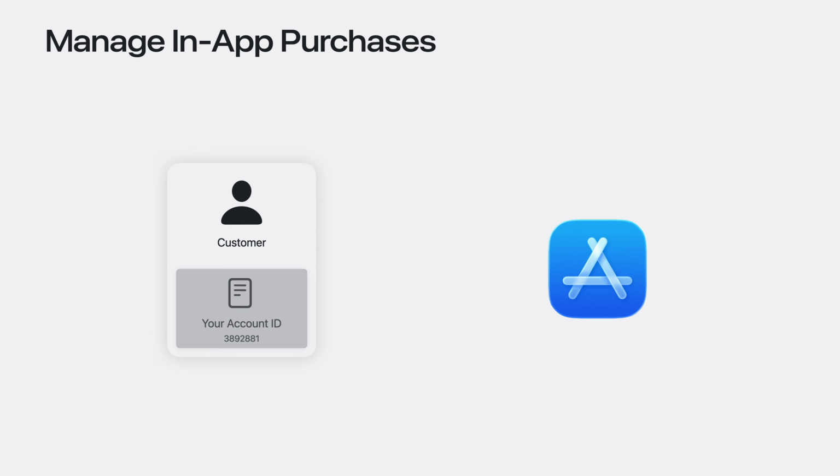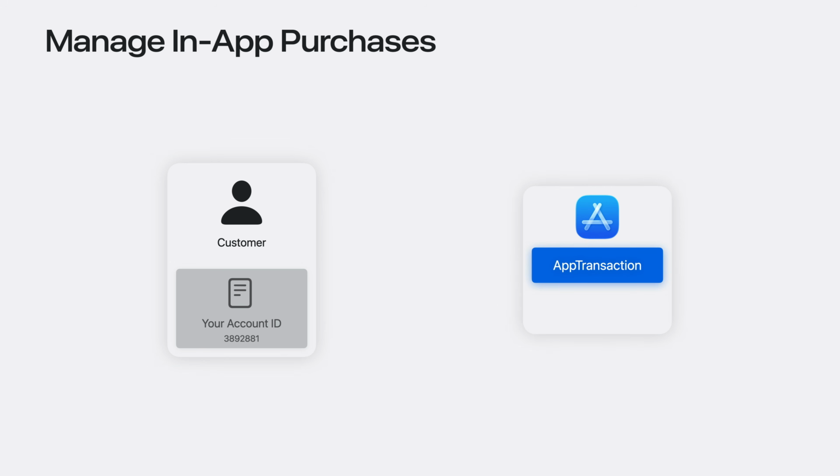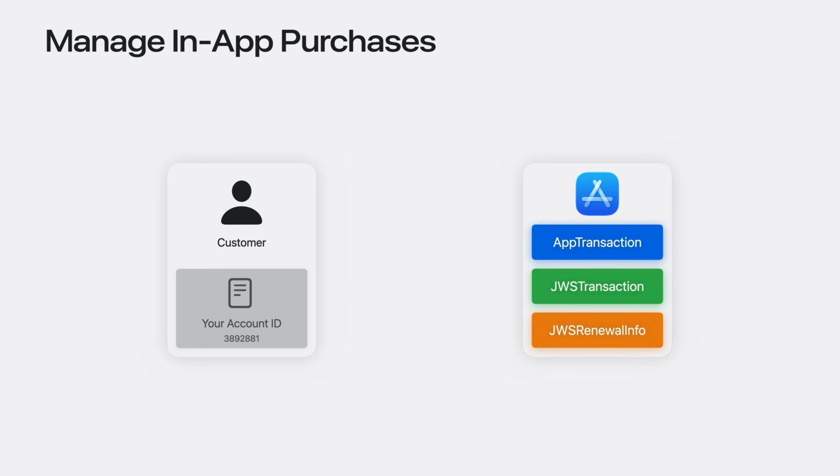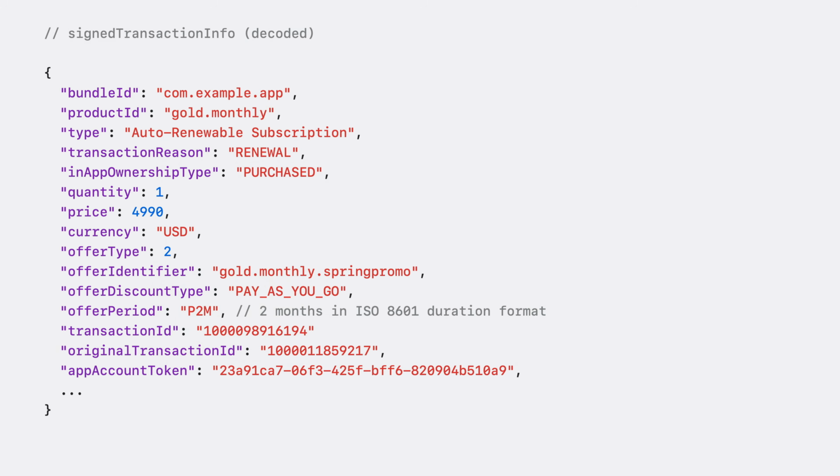The App Store provides in-app purchase data through three key data structures: app transaction, JWS transaction, and JWS renewal info. First, I'll focus on the JWS transaction. I'll return to the other types later. When a customer makes an in-app purchase, the App Store provides a signed transaction object. On the server, the JWS transaction represents the signed transaction, which you can effectively verify and decode using the App Store server library. Here's a sample decoded signed transaction info.